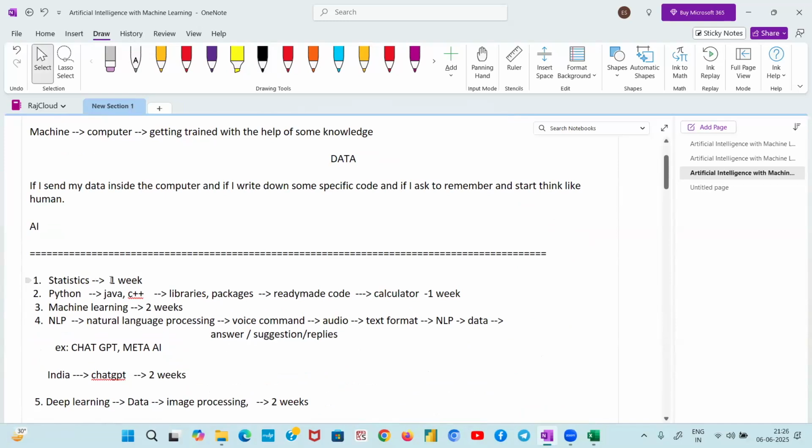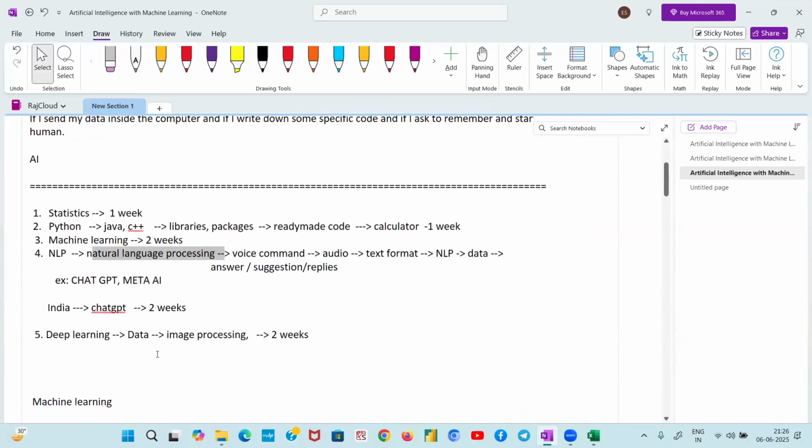I said statistics 1 week, Python 1 week. Then we are going to start with the machine learning topics for 2 weeks. Then NLP topics another 2 weeks. Deep learning topics again another 2 weeks. So this is the plan of learning for us.